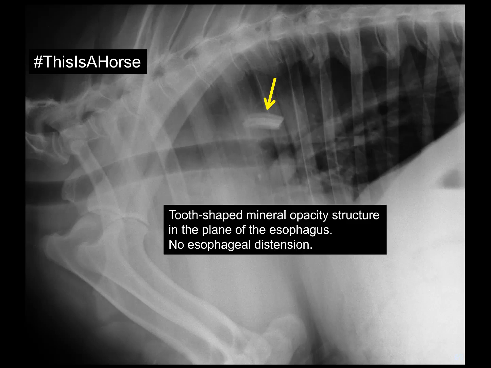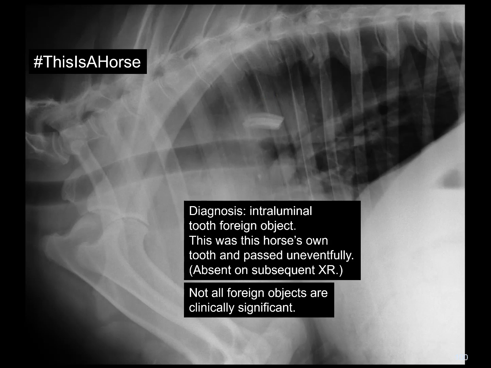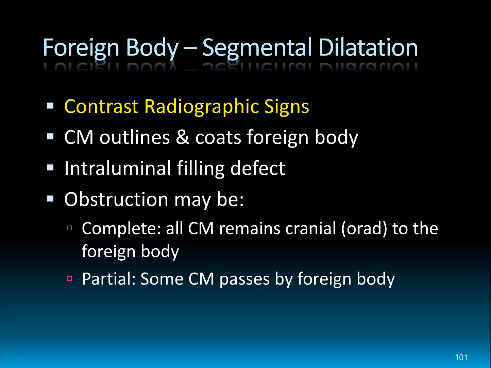There's no esophageal distension, and so it's less likely that this is a problem. And in fact, on subsequent radiographs, it was no longer present. So this horse had swallowed its own tooth, and we just coincidentally happened to catch it on this radiograph as it was being swallowed, as the tooth was passing downward. So remember that we always want to be a little concerned about foreign objects, but they don't have to cause clinical problems.